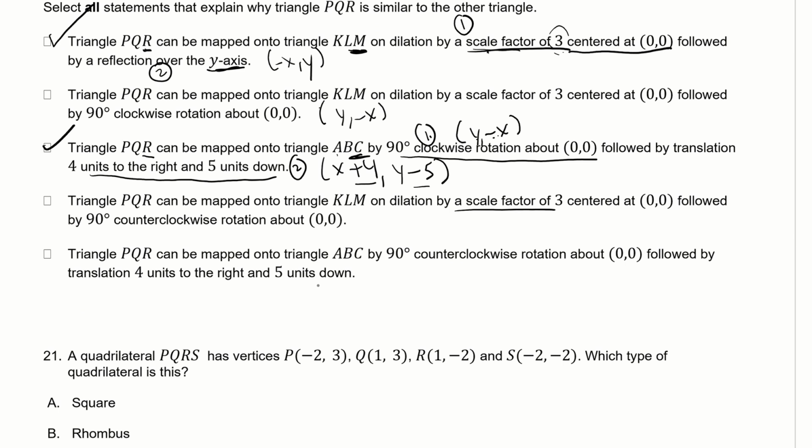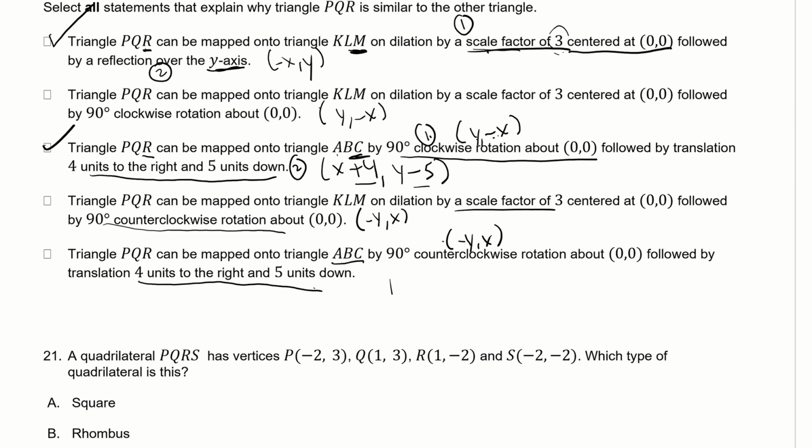Centered at 0, followed by a 90 degrees counterclockwise rotation. The rule for 90 degrees counterclockwise is negative y, x. But again, that's going to contradict what we did here, so that cannot be correct. PQR can be mapped onto ABC by 90 degrees counterclockwise, and then followed by translation 4 to the right, 5 down. Now we just did the 4 to the right, 5 down. Does it work for counterclockwise rotation? Well, counterclockwise rotation, we just said, was negative y, x.